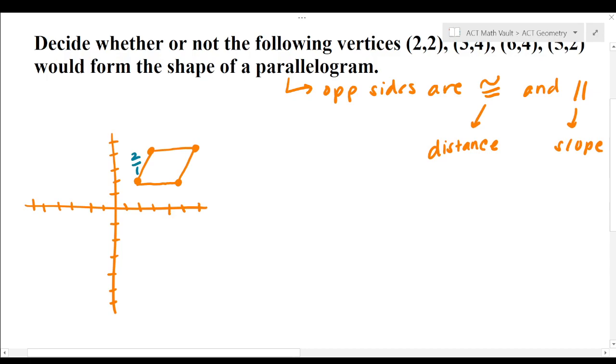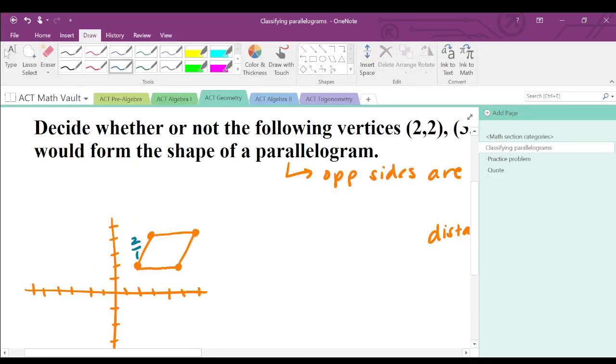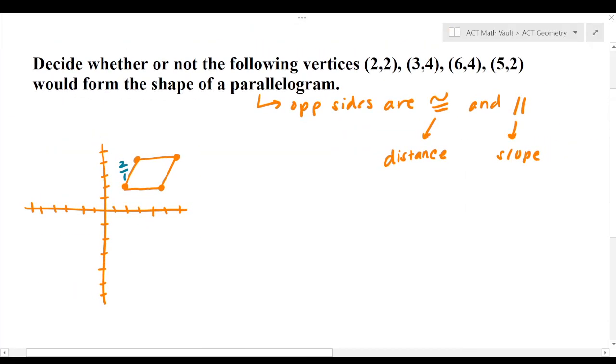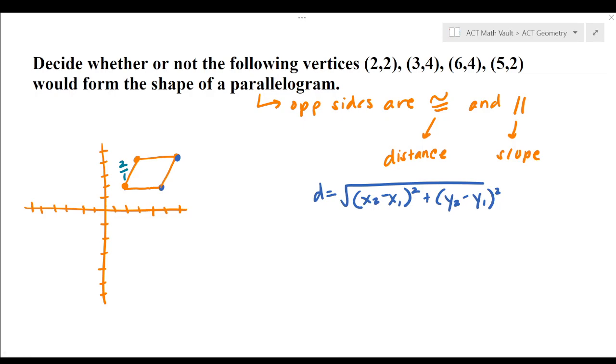I could also talk about distance, remembering that I'm kind of rushed under that 1 minute time restraint. I could find the distance between this point and this point by just plugging them into the distance formula. Just a reminder of what that is. There is a video on this. It's the square root of x2 minus x1 squared plus y2 minus y1 squared. And when I say x2, I mean x subscript 2. So we could check that.